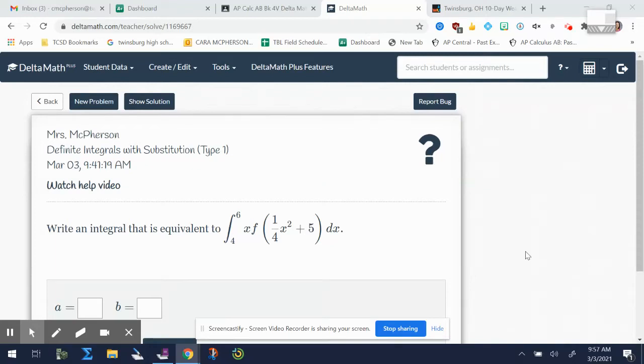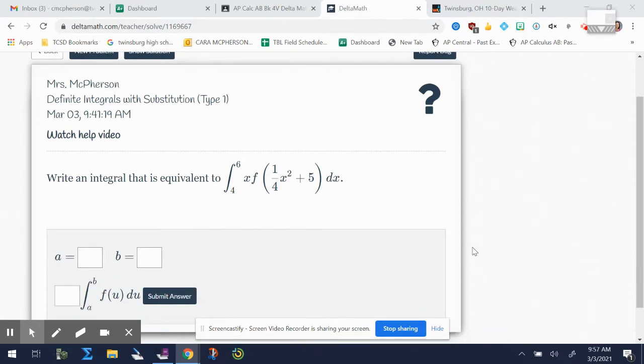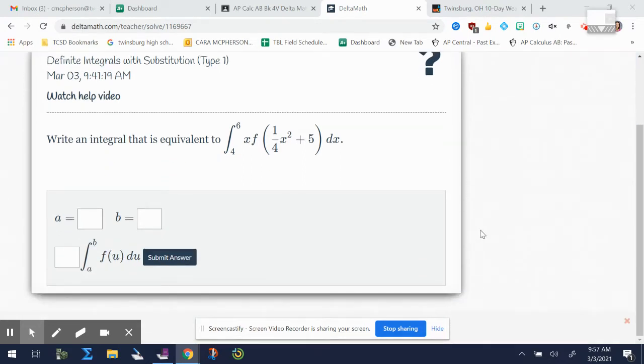I want to take you through a type of problem on Delta Math that involves this idea of U substitution, but kind of presents it in a little different way. Some ways easier, some ways just kind of different. So what they're going to do is give you a definite integral this time, meaning there are boundary numbers, your lower and upper boundary.